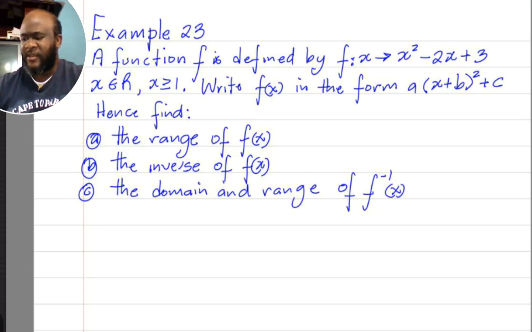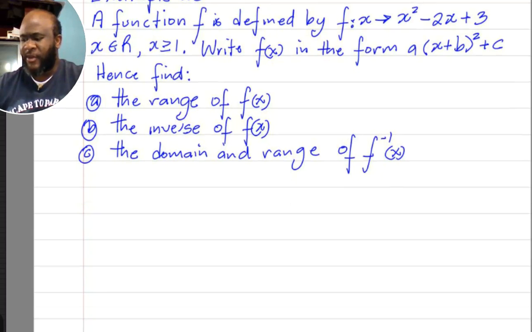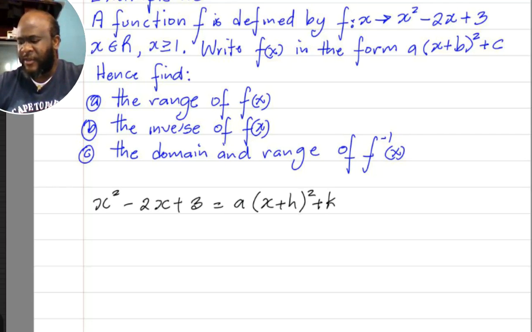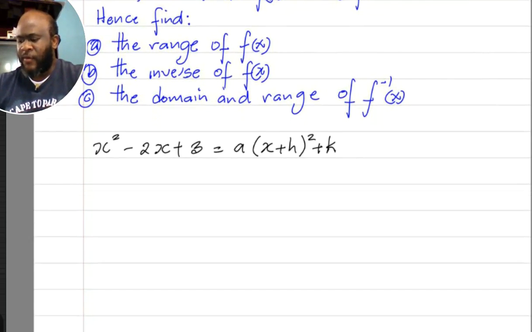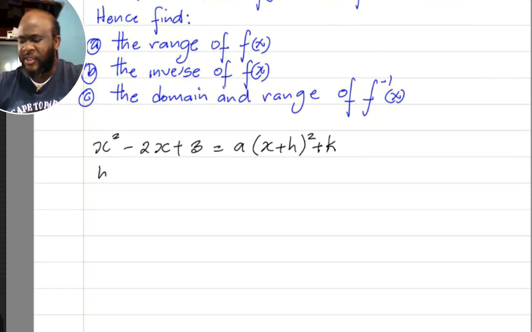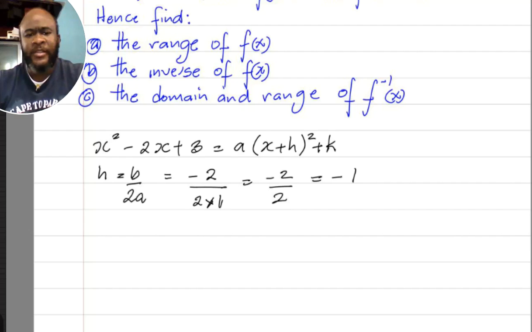All right, let's start. First they're asking us to complete the square. We must arrange x squared minus 2x plus 3 in the form a times (x plus h) squared plus k. I changed up the numbers a bit to keep it in keeping with our formula. The formula from completing the square is h is equal to b over 2a. So h would be minus 2 over 2 times 1, so this is minus 2 over 2. h is minus 1.